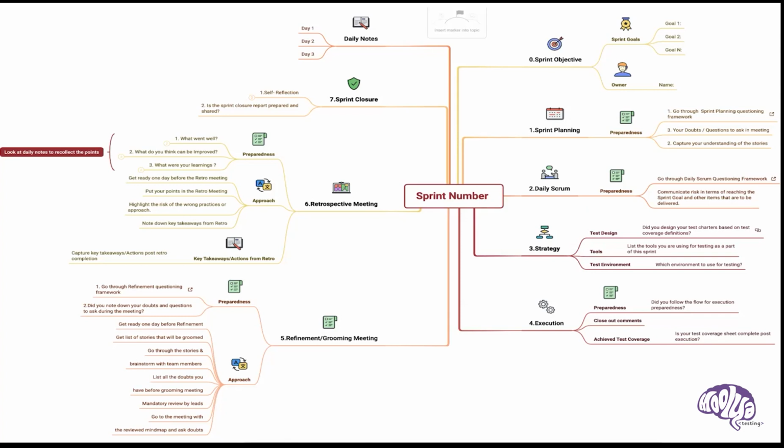Then in the middle of the sprint, we have refinement meetings. Even in refinement meetings, for the questions that we have, we go for preparedness, we have a questionnaire. For the questions that we have, it's the same as the planning meeting. It's just that during refinement, we might not have all the answers, but we try our best to get as much information as possible for those 5 questions.